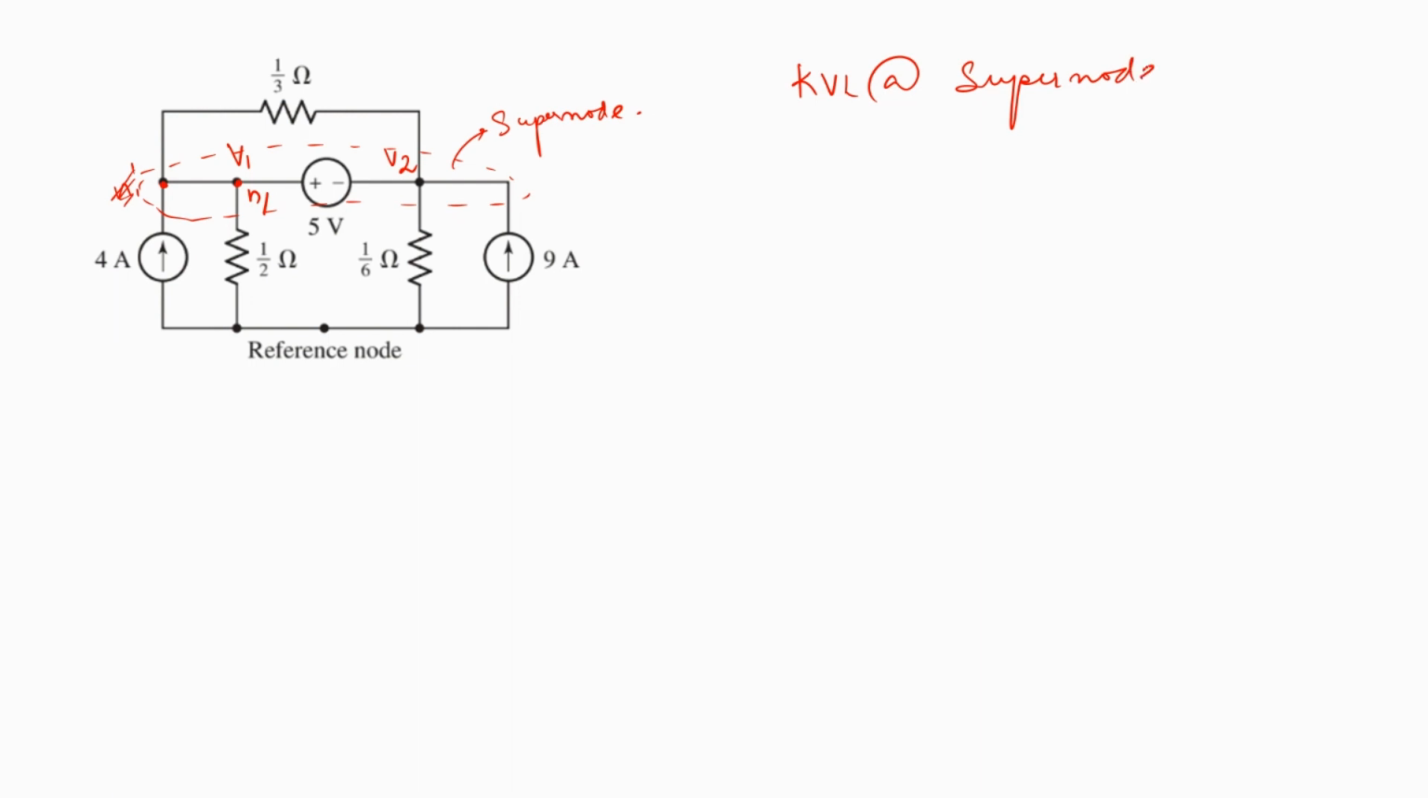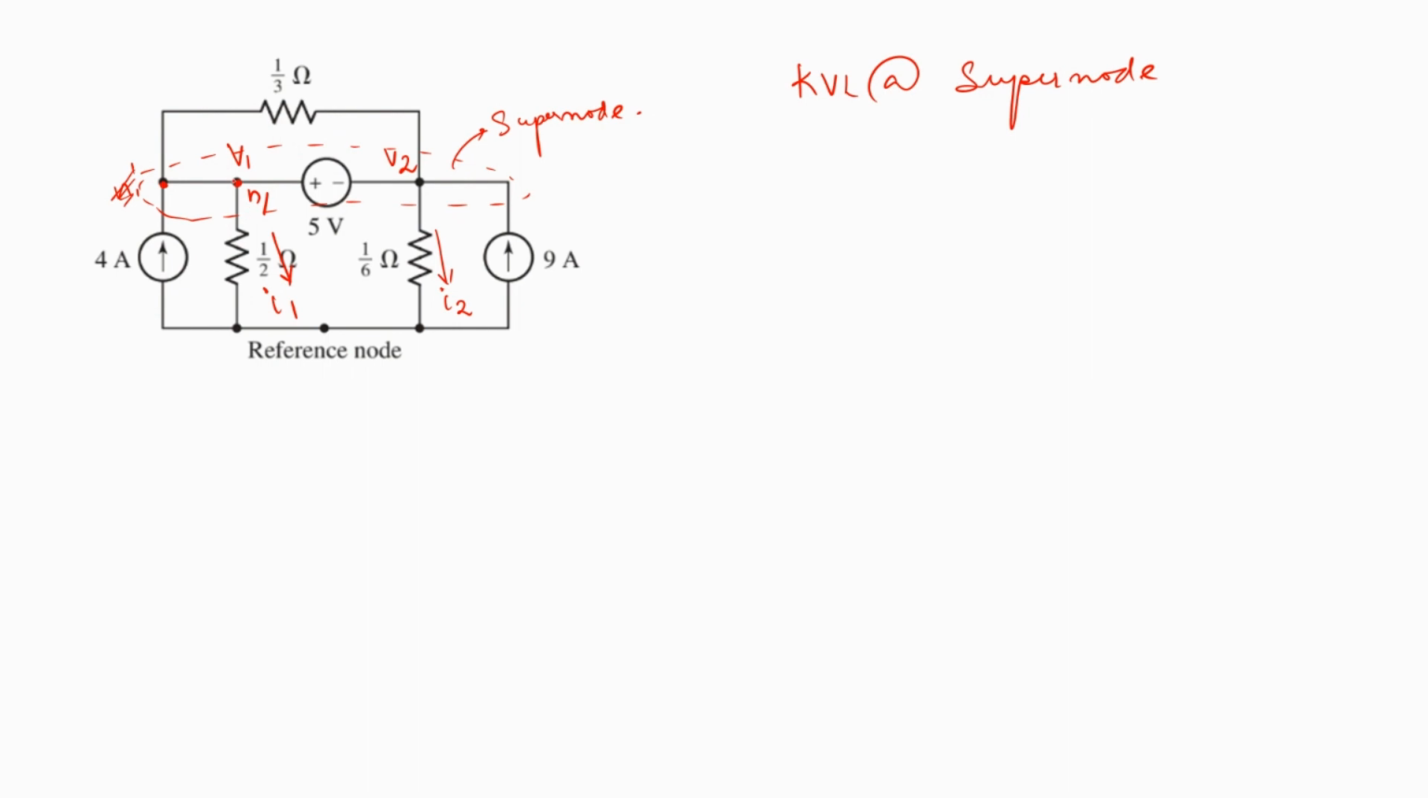When we do that, we need to mark the voltage drops, and for that we need to know the direction of currents. So let's consider that in the half ohm resistor the current is like this. I'll call it I1. In the 1 by 6 it is, say, I2, and the other currents are 4 amps entering this node, 9 amps entering this node, and I'm not considering any current over here through the 1 by 3 ohm because it falls under the supernode, and in any case it would get cancelled out.